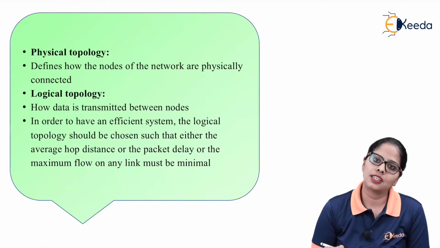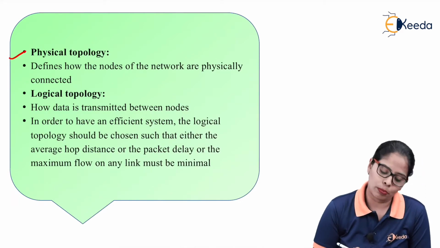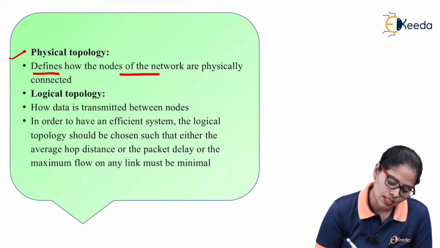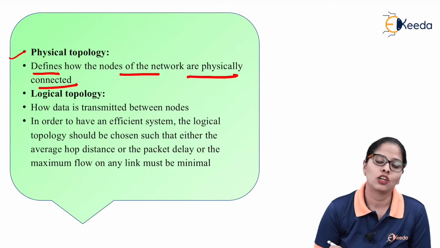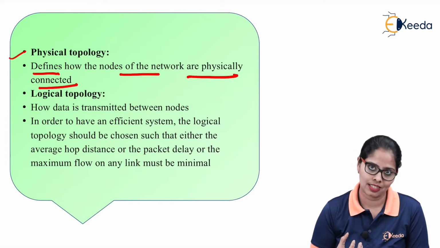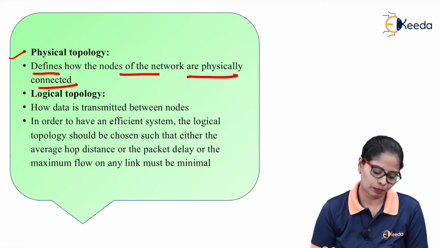First we'll discuss what we mean by a physical topology. Basically, the physical topology defines how the nodes of the network are physically connected. So for any two devices, how they are physically connected, we define in the physical topology.